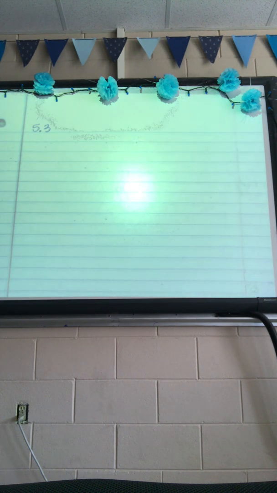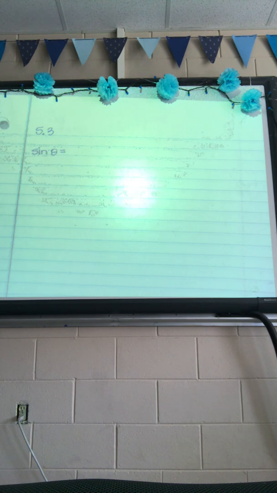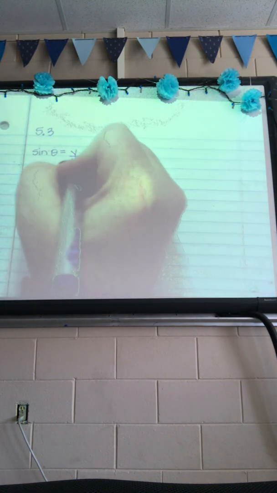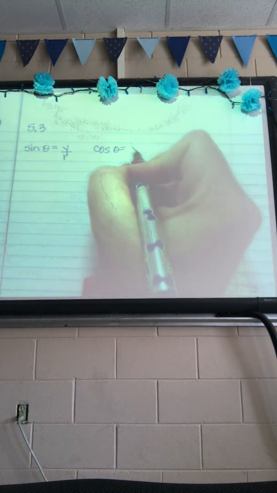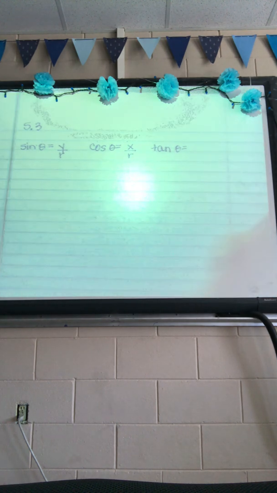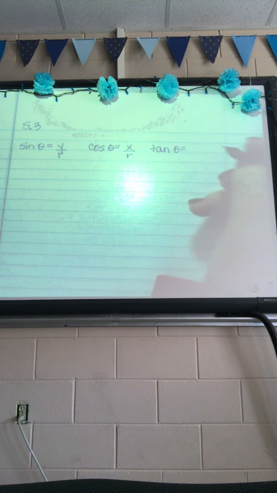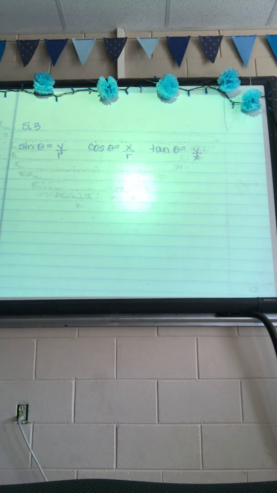Okay, remind me, sine of theta when I'm not on the unit circle. You have to find the radius. No, it's y over r. So the y coordinate over the radius. Cosine, if I'm not on the unit circle, is the x coordinate over the radius. The tangent of theta is y over x.